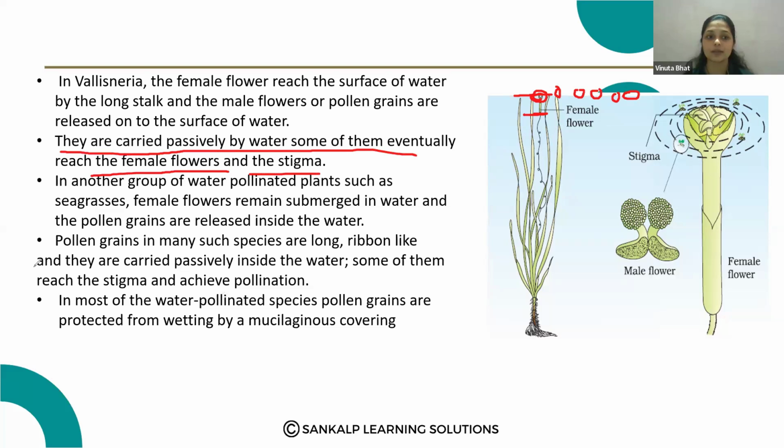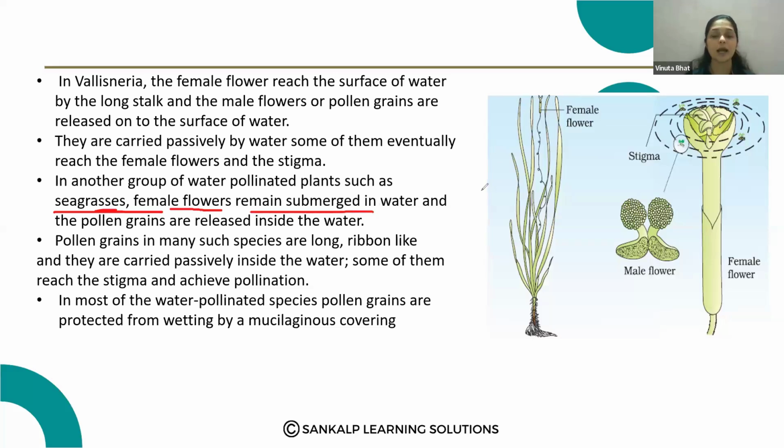So then another group of plants, they are pollinated by, for example, sea grasses. The female flowers remain submerged. So in which water pollinated plants do the female flowers reach the surface of the water? That is in Vallisneria. But in sea grasses the female flower is submerged. So you can see the female flower is submerged in water, present inside the water, that is in the sea grasses.